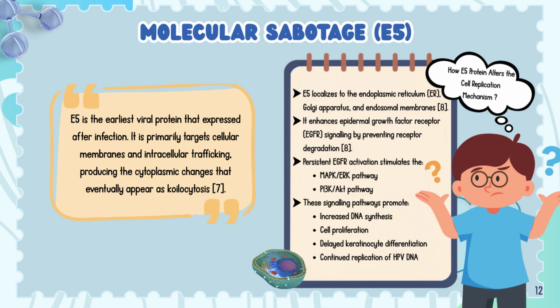One of E5's key functions is to enhance epidermal growth factor receptor, or EGFR, signaling by preventing the receptor from being degraded. This causes continuous activation of the MAPK/ERK and PI3K/AKT signaling pathways, leading to increased DNA synthesis, enhanced cell proliferation, delayed keratinocyte differentiation, and continued replication of HPV DNA.